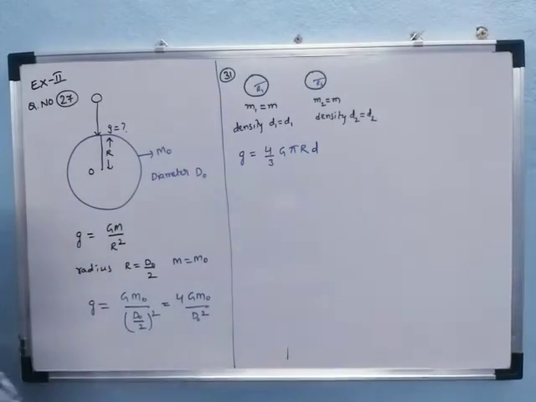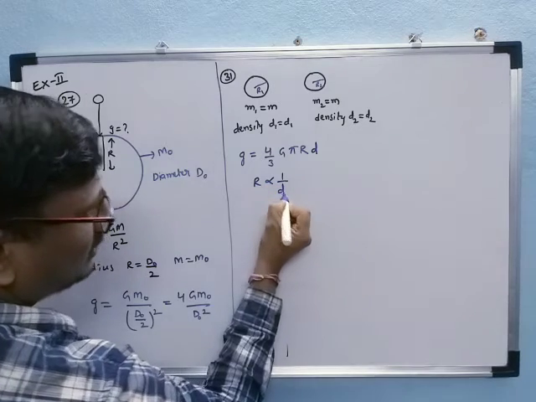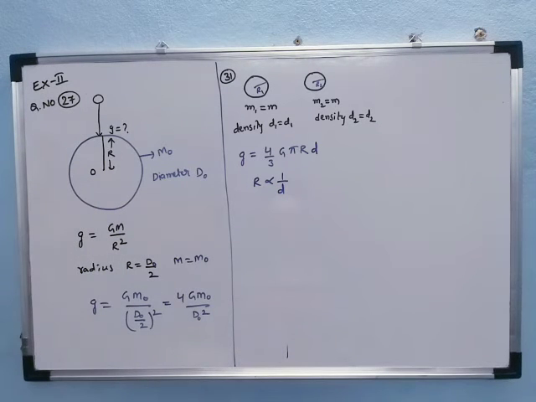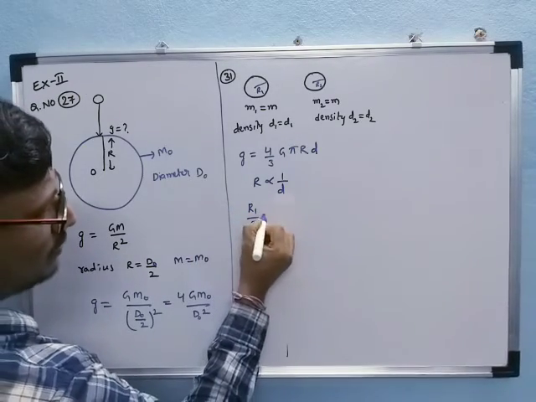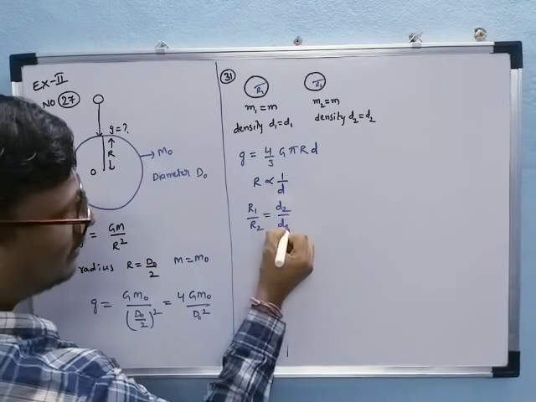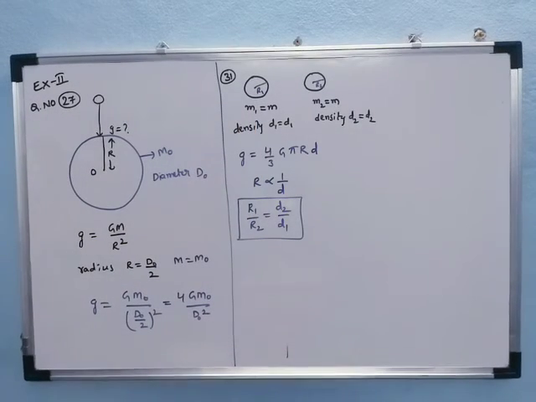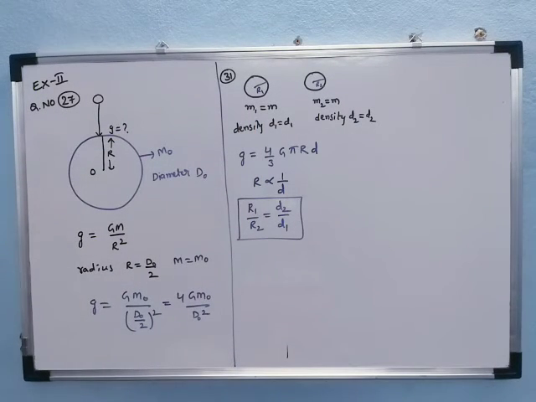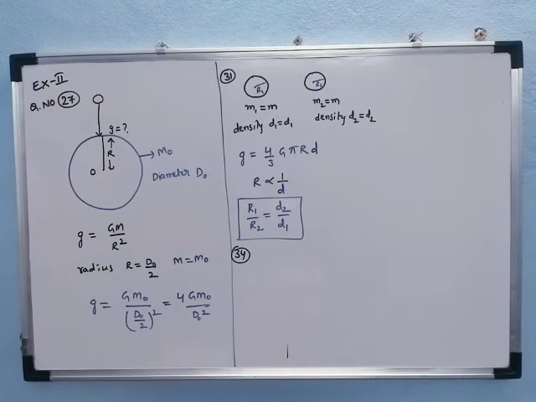And we are comparing the radius and density now. So the radius is inversely proportional to the density. Taking the ratio R1 by R2, what can we know? R1 by R2 is equal to d2 by d1. So this is the ratio of the radii of these two planets. And next, see the question number 34 now. Question number 34.